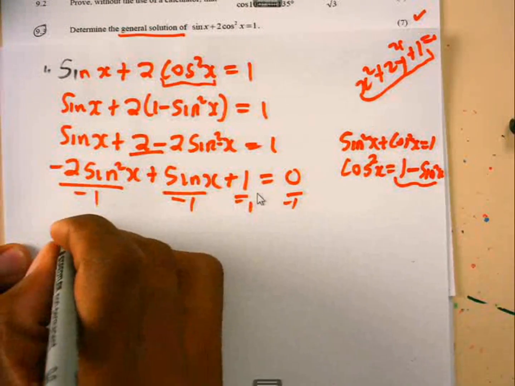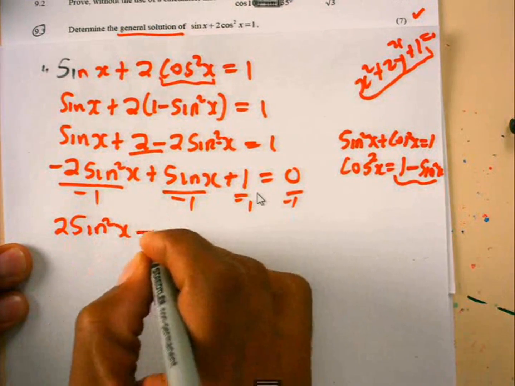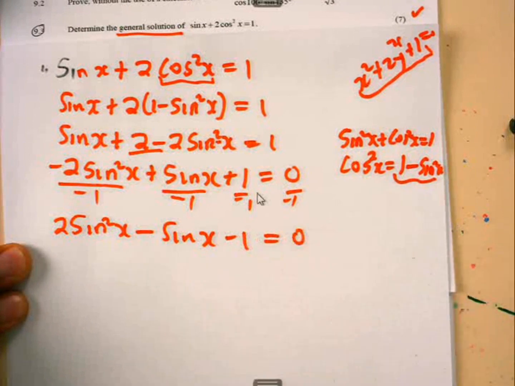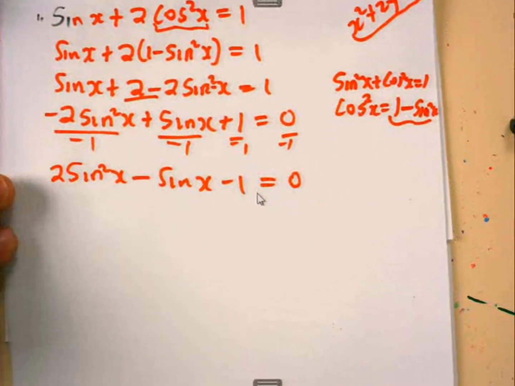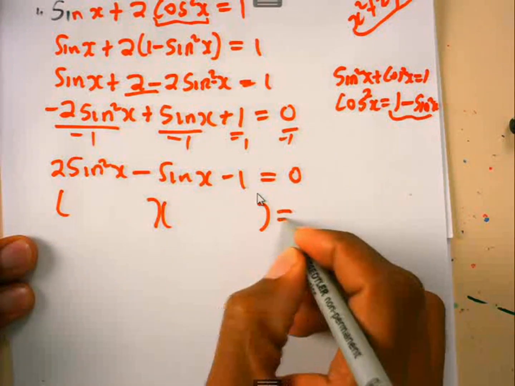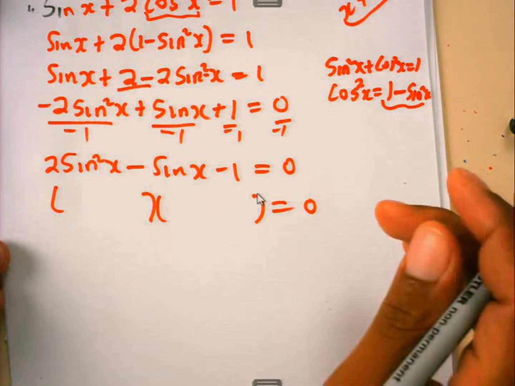Then at the end of the day, now we have 2 sine squared x minus sine x minus 1 equals 0. Right, now from here, of course, like we did with the previous example, we need to factorize this equation here.